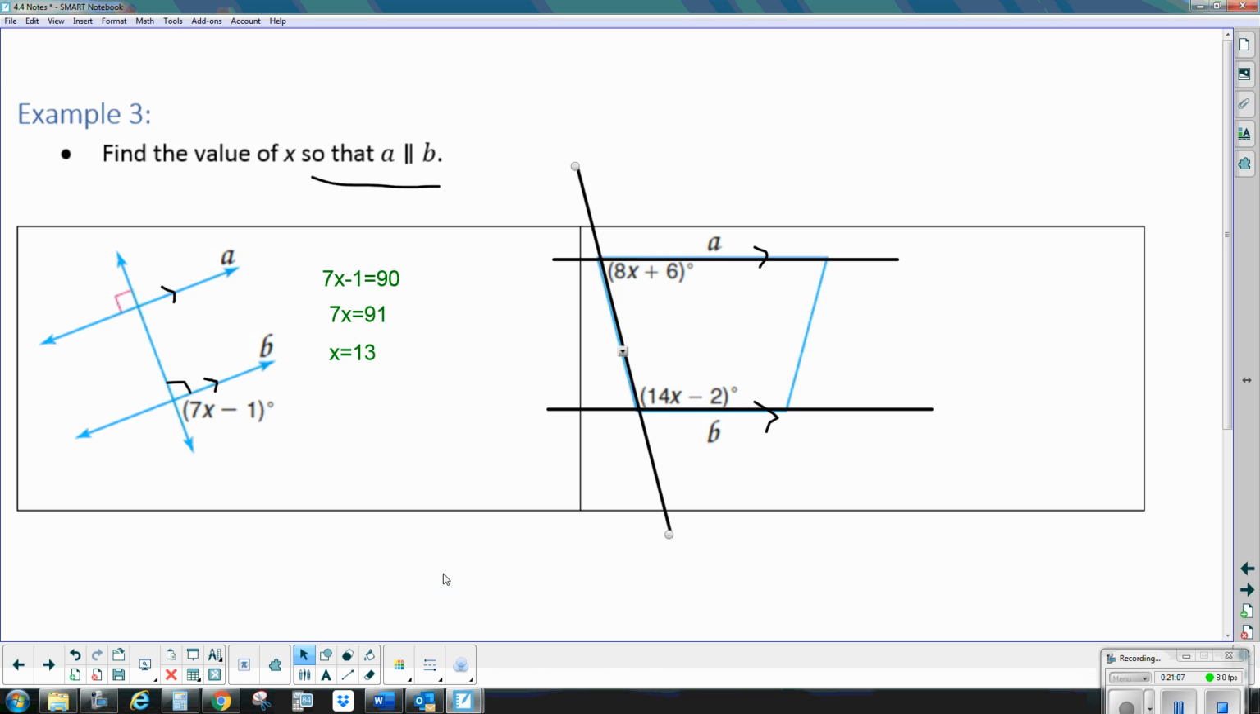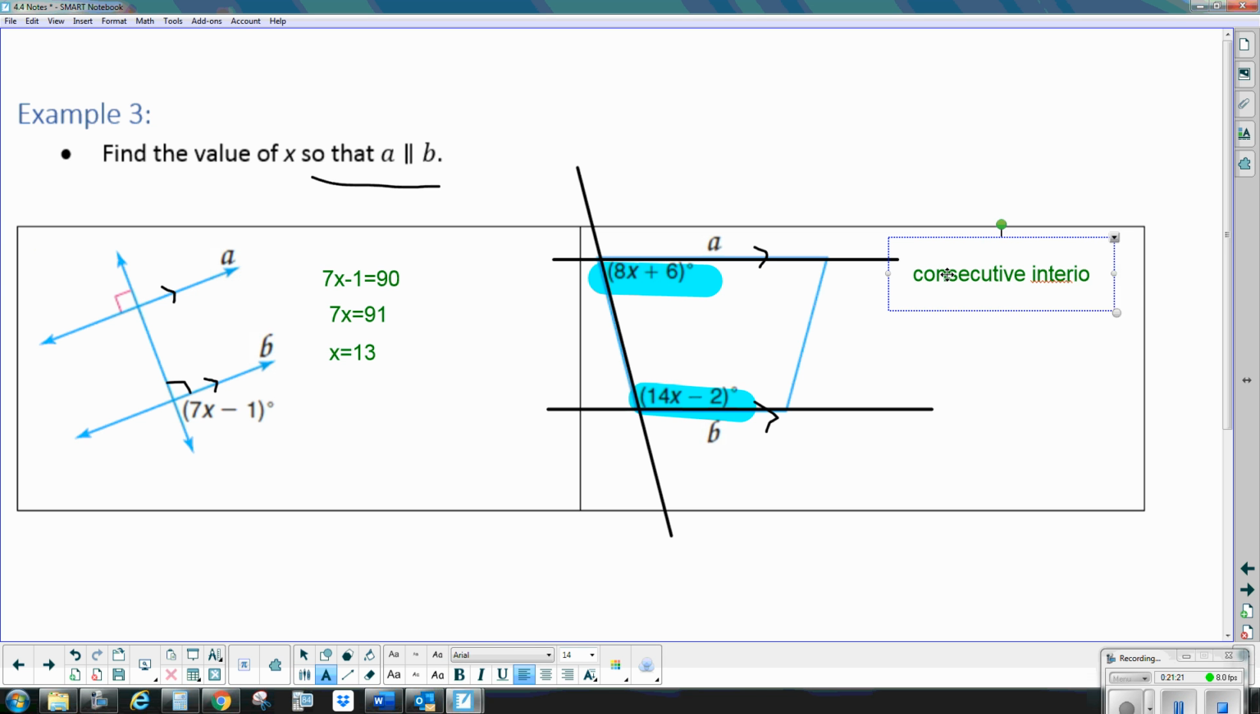So I can see now that these two angles that are given in the expression 8x plus 6 and 14x minus 2, these are consecutive interior angles. And in parallel lines, so if A and B are parallel, consecutive interior angles have to be supplementary. Okay, so therefore I can write an equation that says 8x plus 6 plus 14x minus 2 is equal to 180.